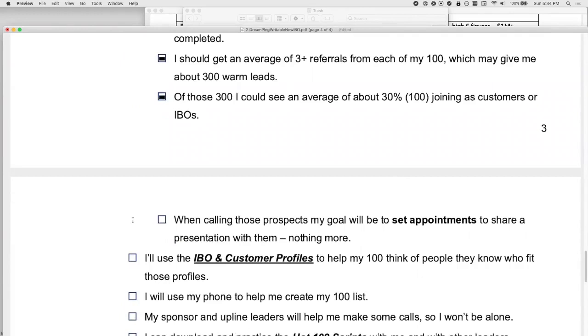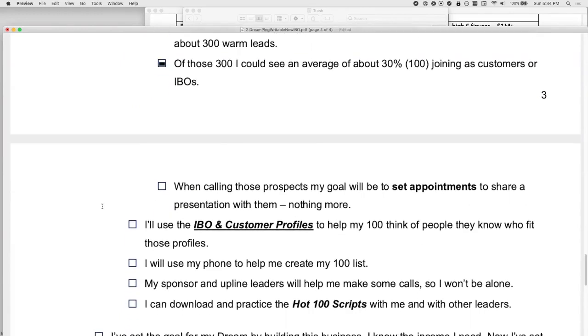So when calling those prospects, and when we say prospects, these are the people that you have gotten the names from, the people helping you find them. So there's the Hot 100 list. They're helping you find your prospects. Your goal is to set an appointment. You're not sharing the presentation with them right then. You're setting up an appointment to share a presentation with them, and that's all.